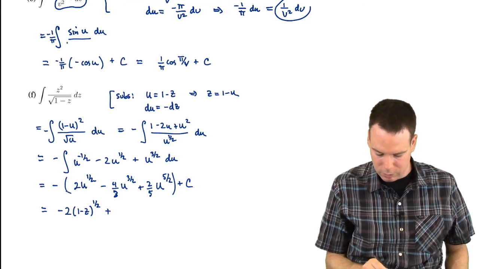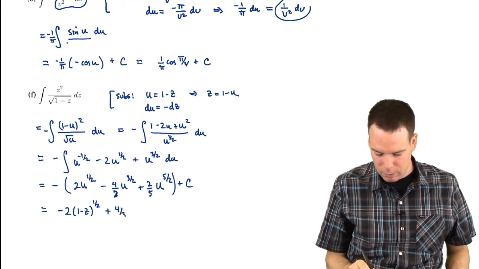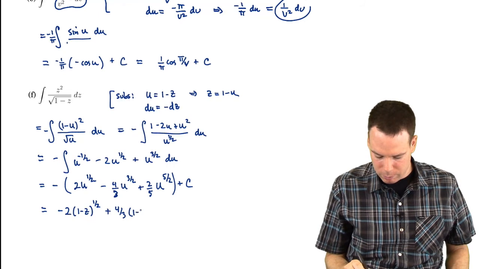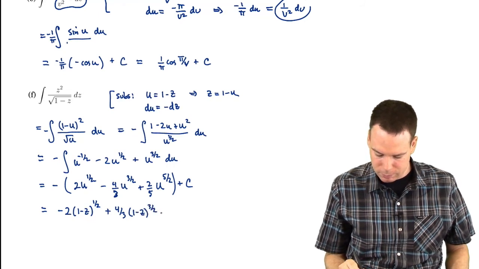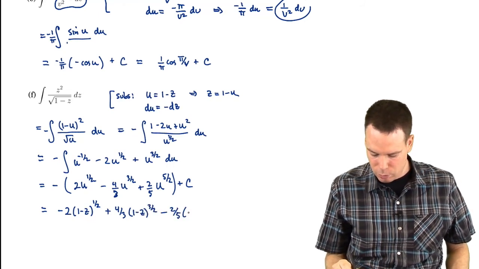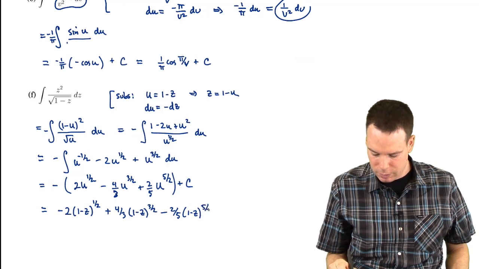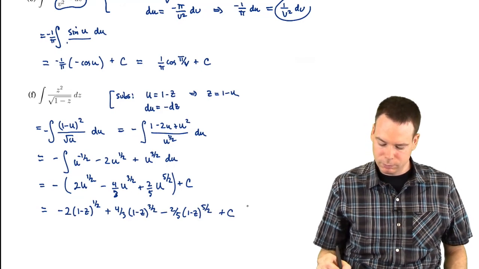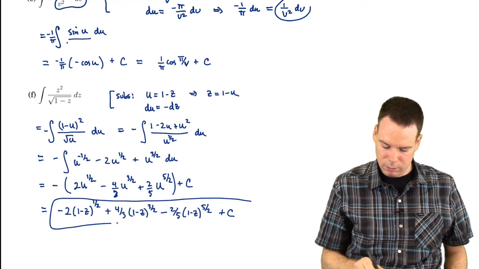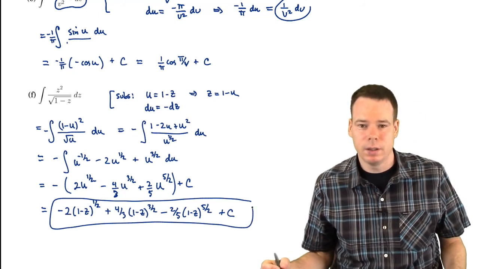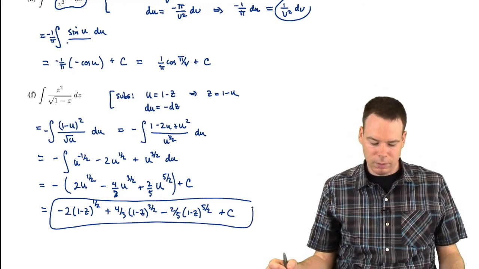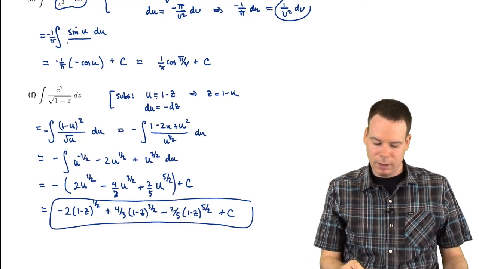And so this becomes then negative 2, 1 minus z to the 1/2, plus, so I've got that negative sign out front, that's going to distribute across, 4/3, 1 minus z to the 3/2, minus 2/5, 1 minus z to the 5/2, plus c. And so there is our antiderivative. We got it by making that substitution.